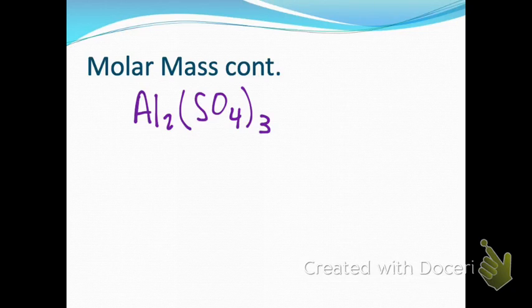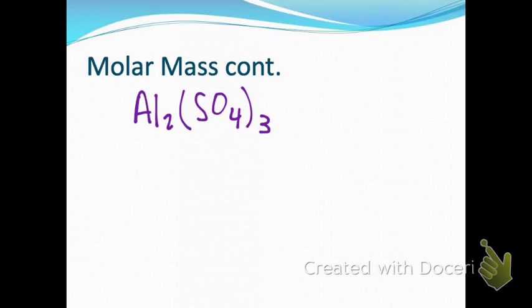What happens if there's not a subscript right there? What do we know there's there? If there is not a subscript written, we assume it's a 1. If there's a 1, it just doesn't get written. So if there's nothing there, we assume a 1.